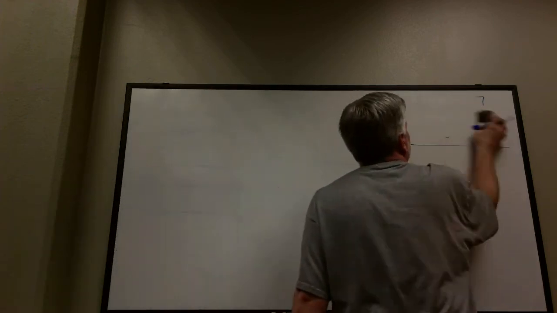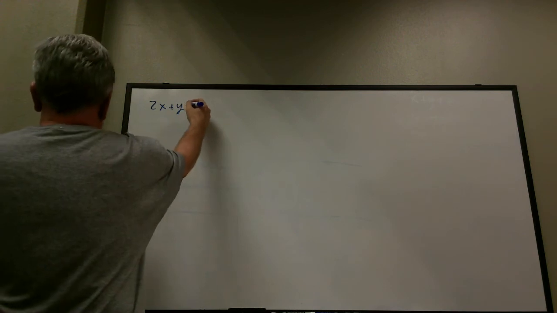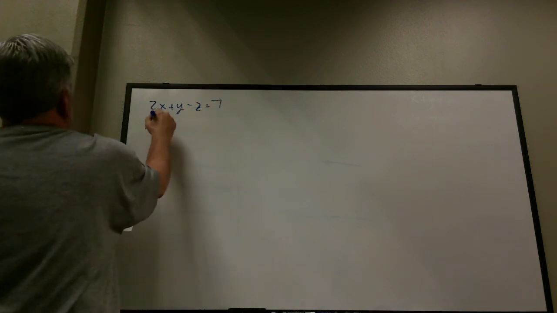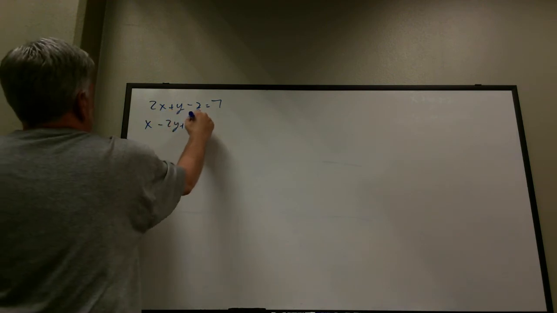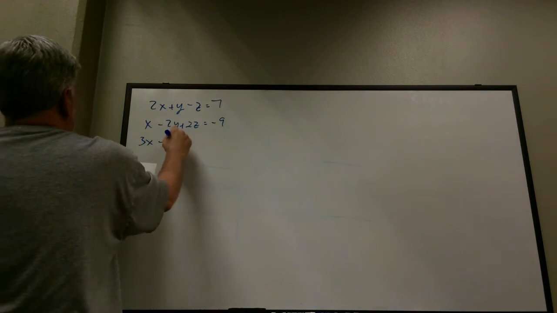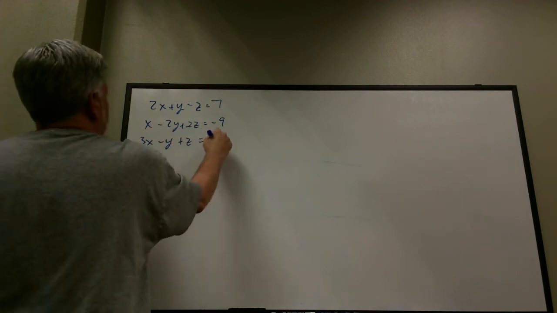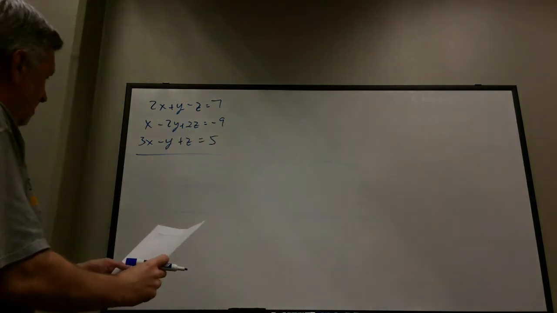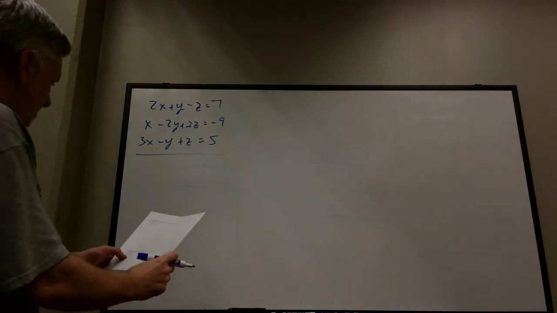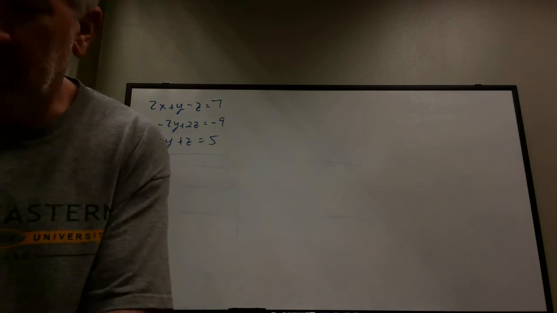Now let's look at our last example, which says 2x plus y minus z is 7. x minus 2y plus 2z is negative 9. And 3x minus y plus z is 5. Okay, so let's look ahead.